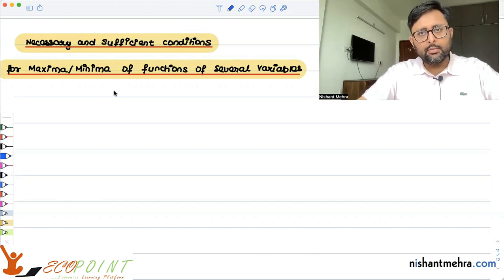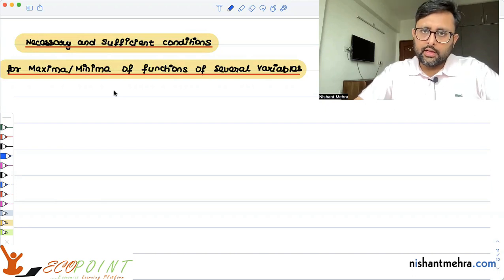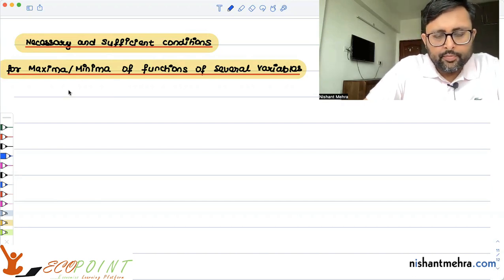Right, let me start by writing out in the differential form the maximum minimum conditions for the function of one variable, and then I'll generalize it for more than one variable. Let's have a look at that.